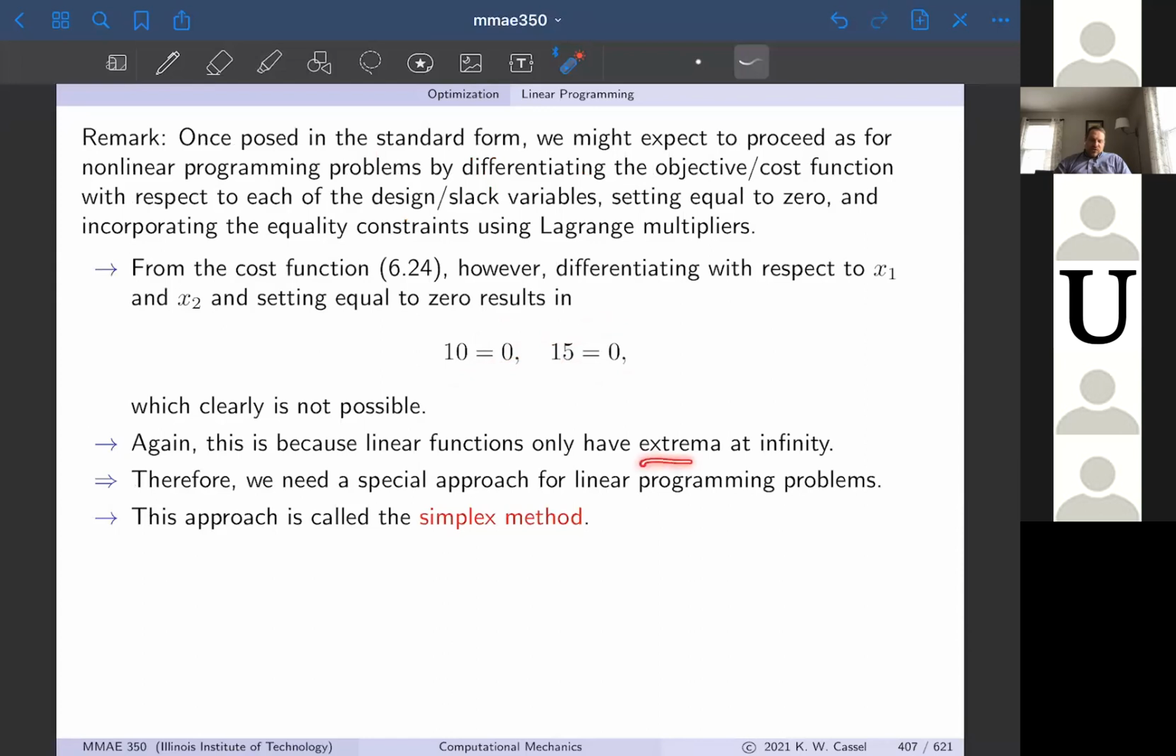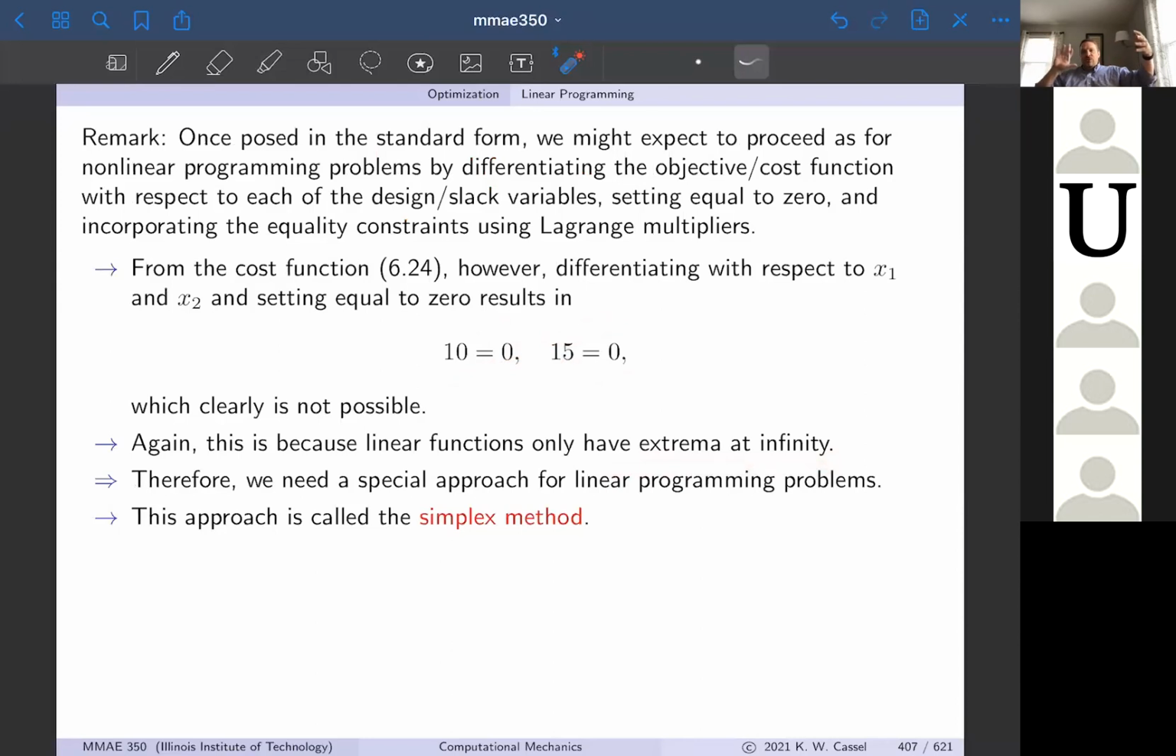Once again, that's because the extrema are actually at infinity, which is why we need these bumpers in order to keep it within a finite range.